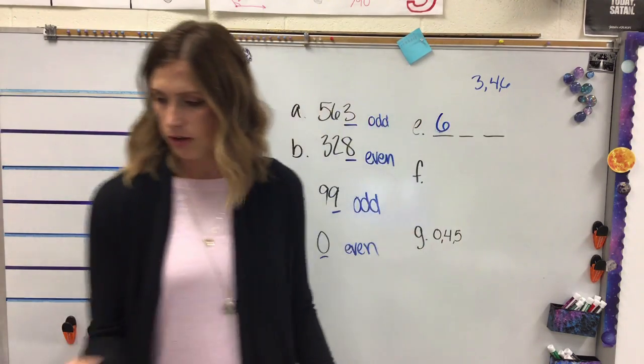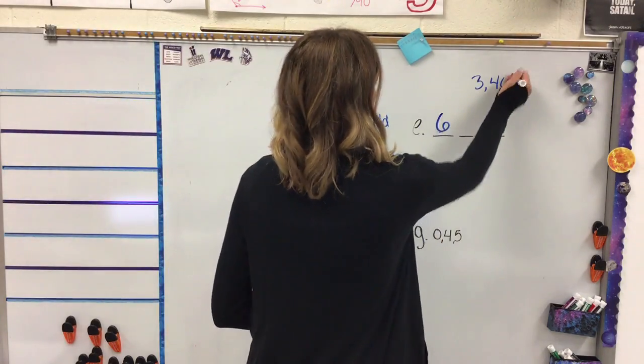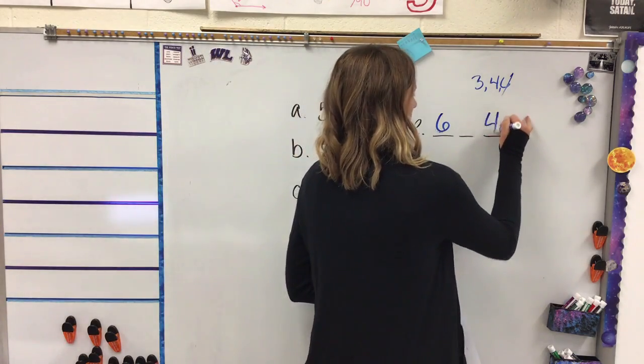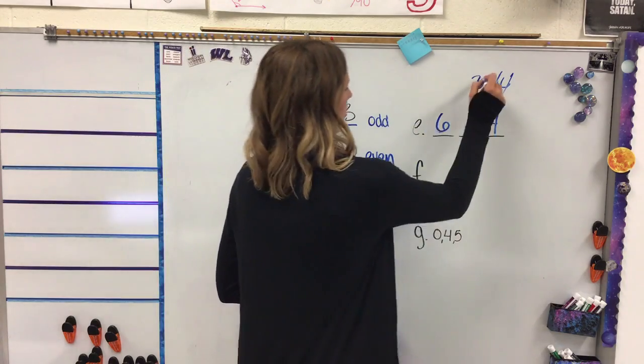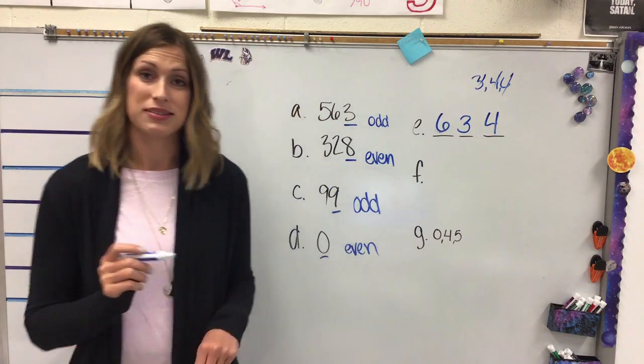Then the problem also told us that it needs to be an even number. Which is even, 3 or 4? 4. So 4's got to go last. And then which is our only digit left? 3. So the poor old 3 gets stuck in the middle in the tens place. And we end up with 634.